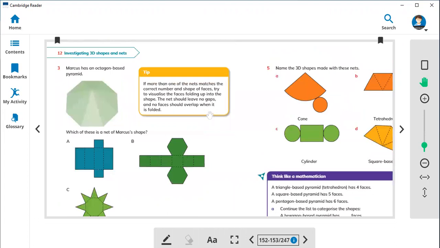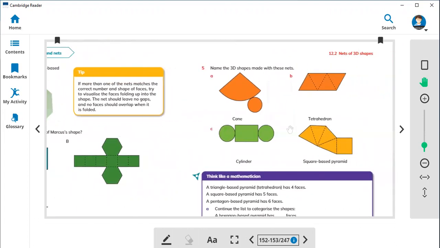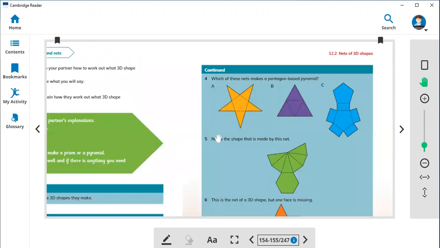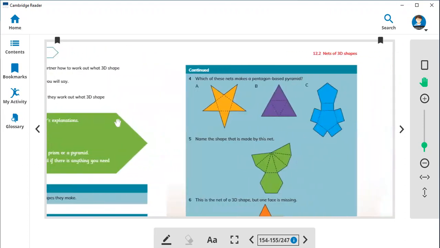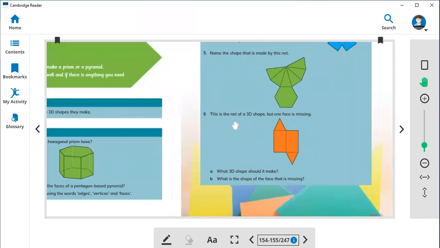And this is the last unit of this exercise. As it is the same, we already discussed all these things in the class. So if you have any question, you can discuss with me in the class as well. So I will answer you. Here is question number 6, this is an important one. He said, what 3D shape should it make?